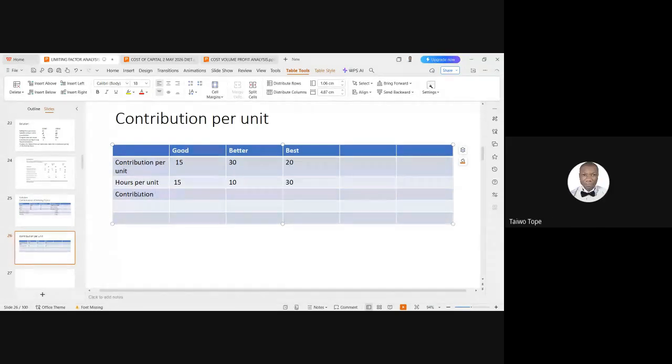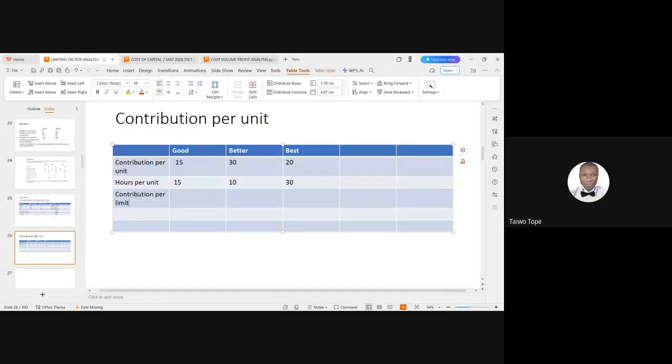So your contribution per limiting factor will now be what? 15 divided by 15, which is 1. 30 divided by 10, which is 3. And 20 divided by 30, which is 0.67. So what will be the next thing now?